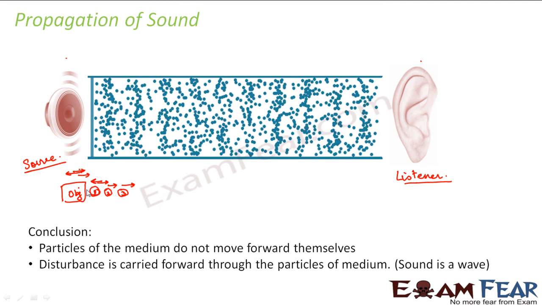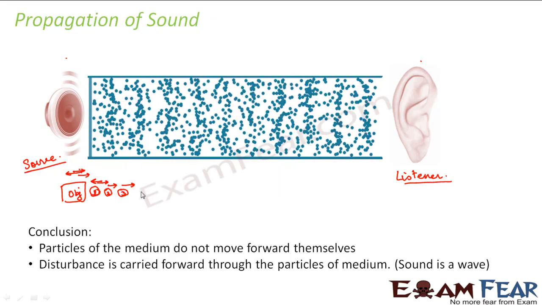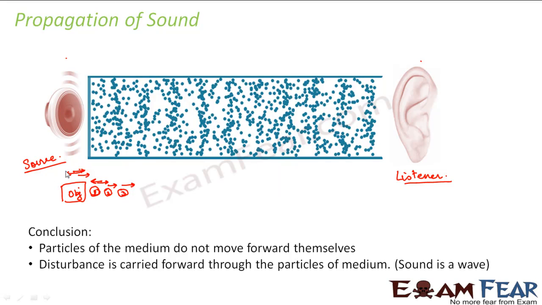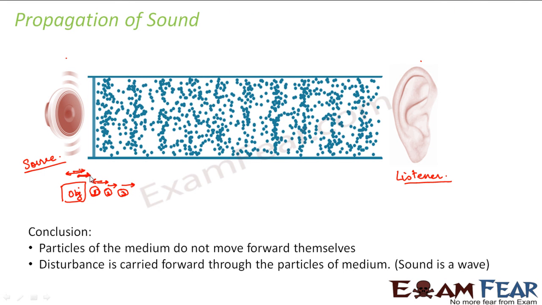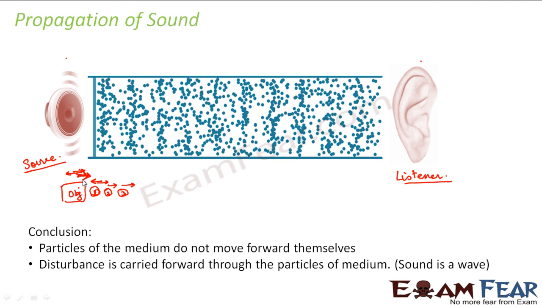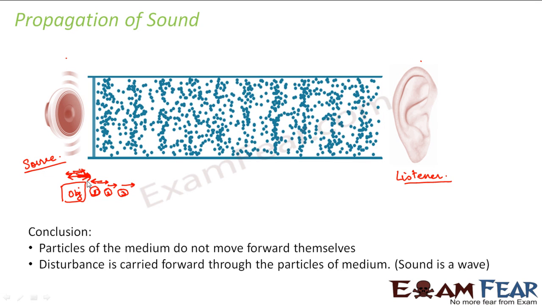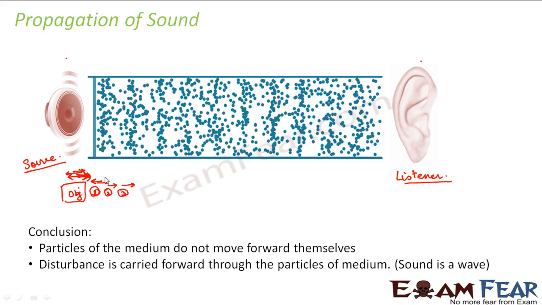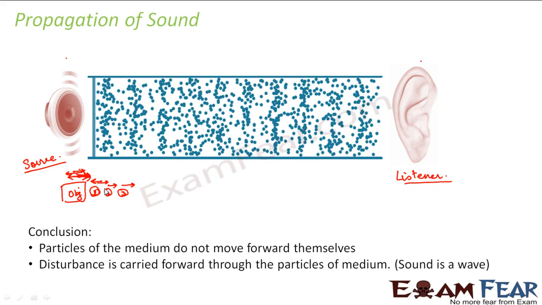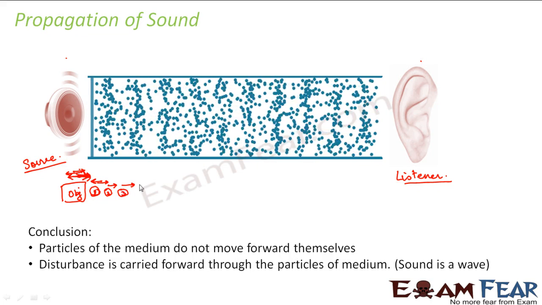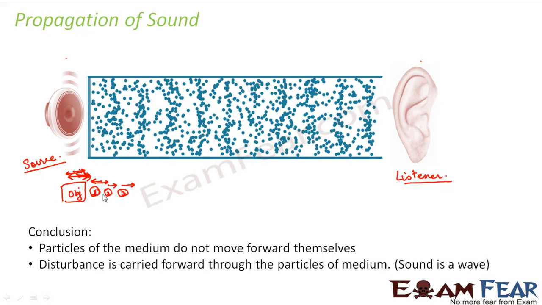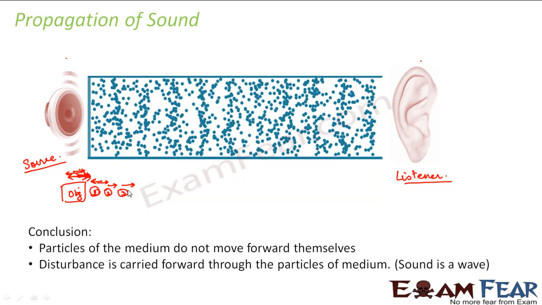So what is happening here? Every particle of the medium is actually vibrating. They are actually moving about their own positions. This object is also vibrating, so it will keep coming this side, then going back, again coming this side, going back. Every time this object comes in the right direction, it pushes 1 to the right, 1 will push 2 to the right, 2 will push 3 to the right. As a result, every particle is oscillating in its own position.